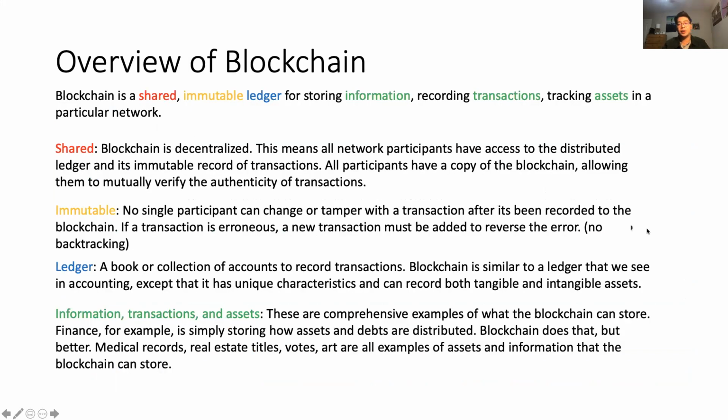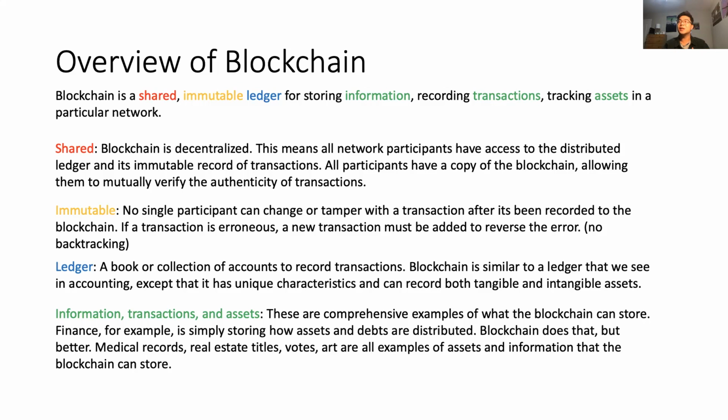So for the overview of blockchain, I said we're going to dive into each of the words and what they mean. So let's do that. First, shared. Blockchain is decentralized. This means all network participants have access to a distributed ledger and its immutable records of transactions. All participants have a copy of the blockchain, allowing them to mutually verify the authenticity of the transactions.